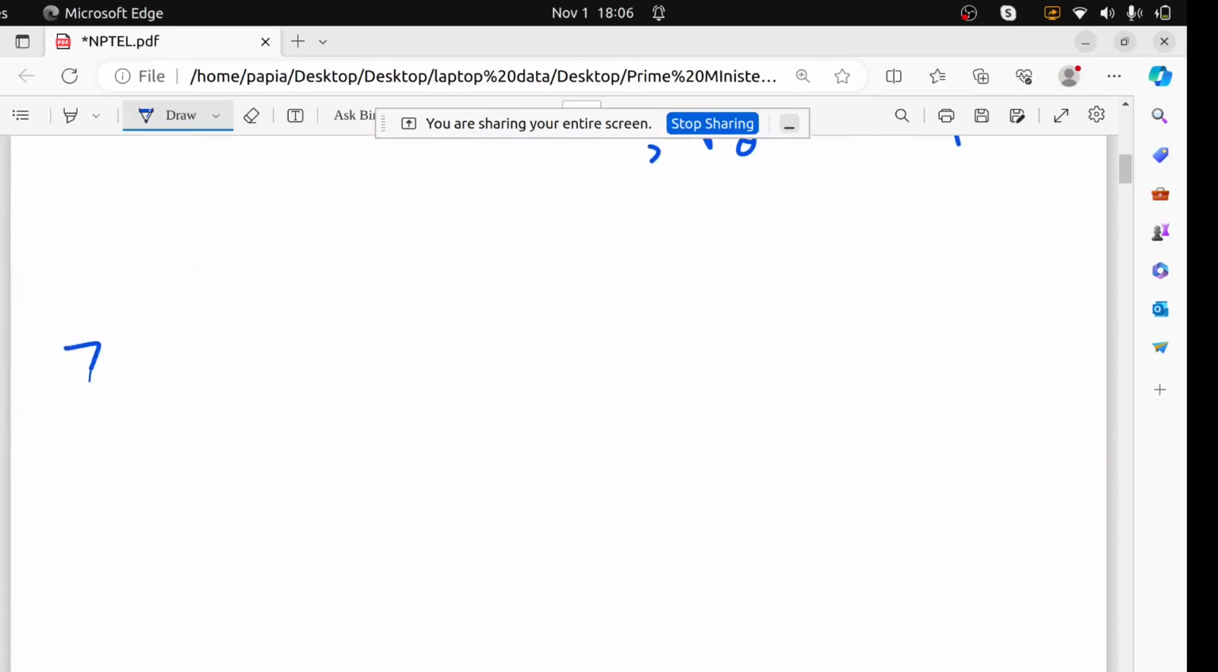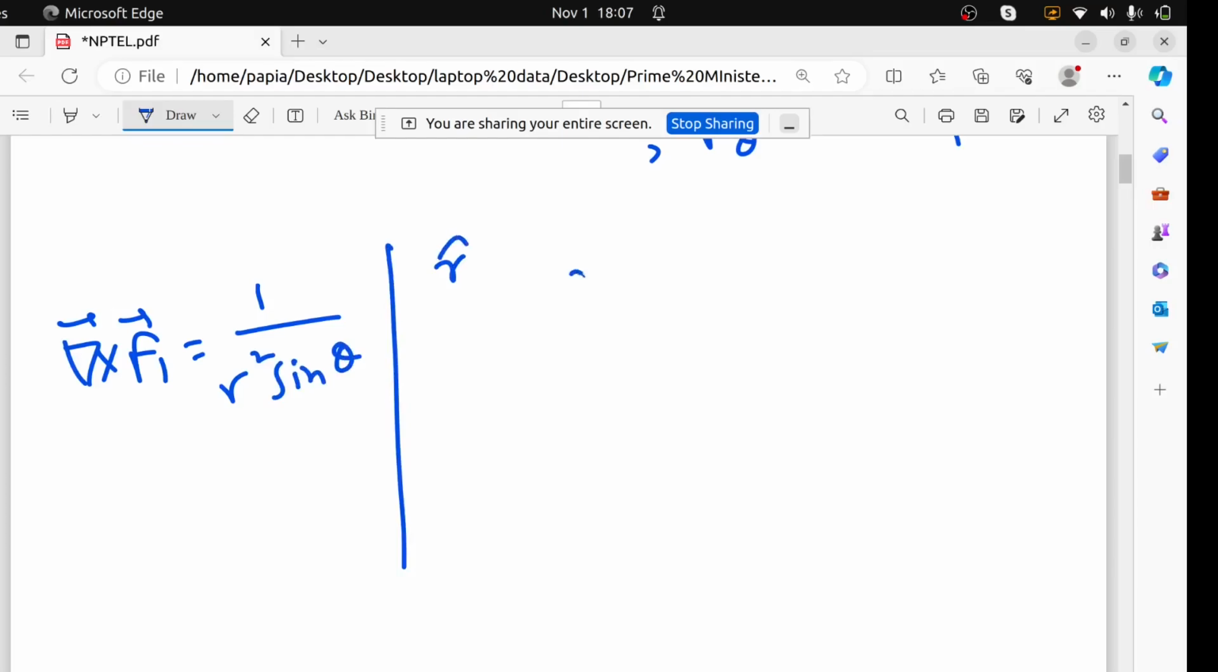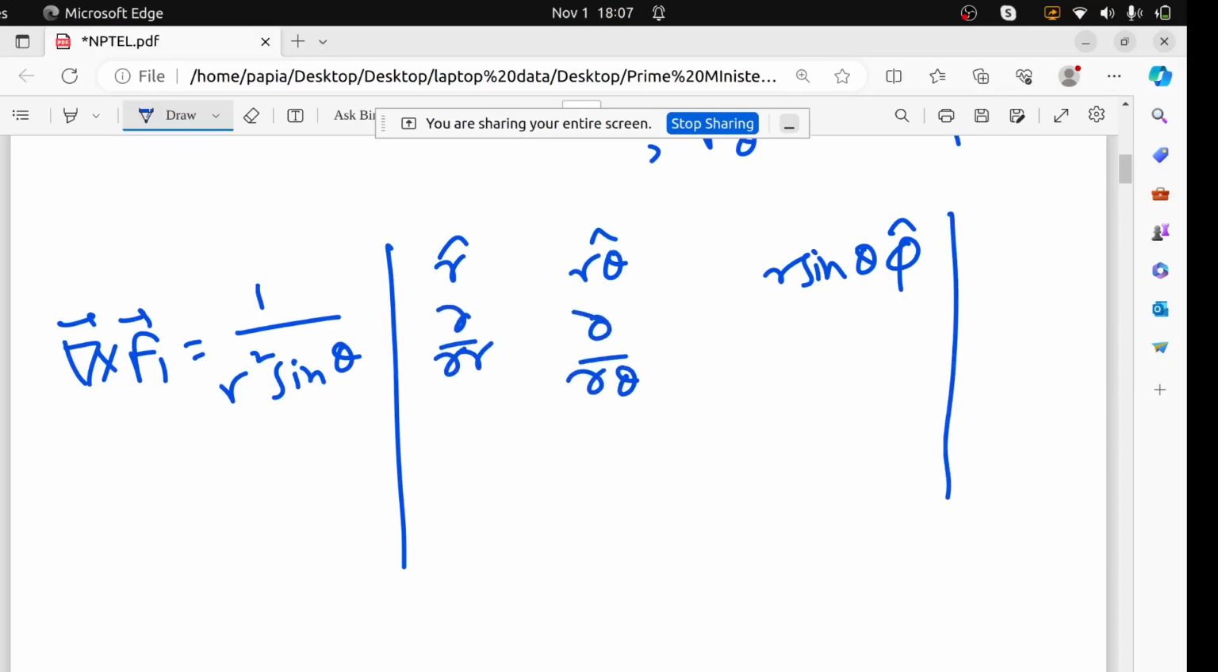Now I will calculate the curl of this one. We will write here r cap, r theta cap, r sin theta phi cap, del del r, del del theta, del del phi. Now here k e to the power minus r square divided by capital R square, and this is 0, this is 0. Now if I do the determinant here, for r cap it will be del del theta of 0 minus del del phi of 0. So obviously it will give 0.